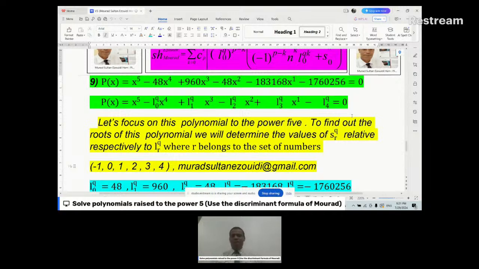You know that this is in fact a polynomial to the power 5, simply because, learners, the highest power is 5. So we are going to focus on the S k minus 1 for the r, here written S r for the cube, relative respectively to L r for the cube, where r belongs to minus 1, 0, 1, 2, 3 and 4, simply because the highest power is 5, so k minus 1 means 5 minus 1 gives you 4. This means you should find S minus 1, then S0, then S1, then S2, then S3, then S4.